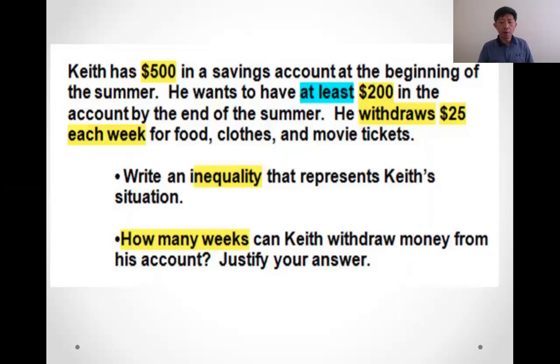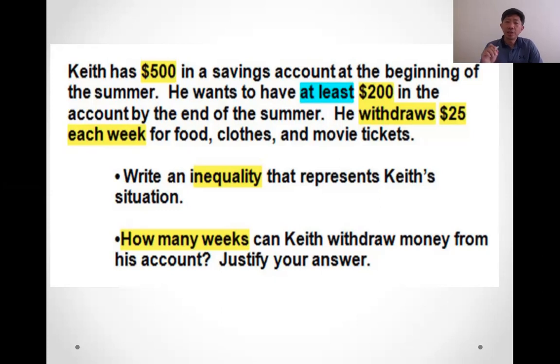Now, here is a problem. I have a word problem for you, okay? Take a minute. Let's read this problem. Keith has $500 in a savings account at the beginning of the summer. And he wants to have at least $200 in the account by the end of summer. And he withdraws $25 each week for food, clothes, and movie tickets, right?